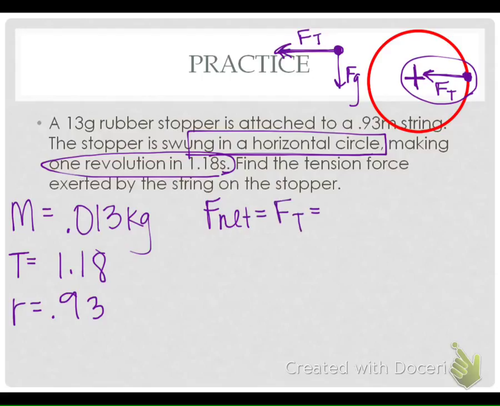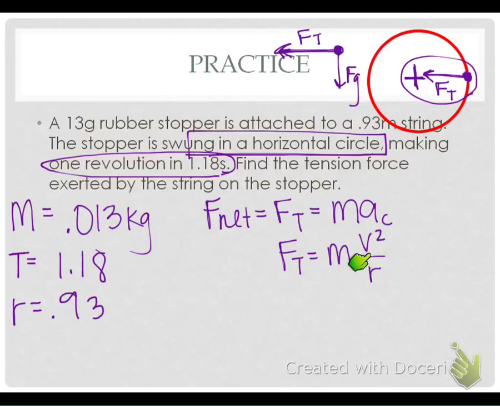Since we know that our net force is equal to our force of tension, what else do we know that will be equal to? What's that last equation that we learned? Okay, so we can use force of tension equals mass times acceleration. We could also say that force of tension equals mass times v squared over r. But are we given velocity anywhere in this problem? No. So we're going to have to solve for velocity first.